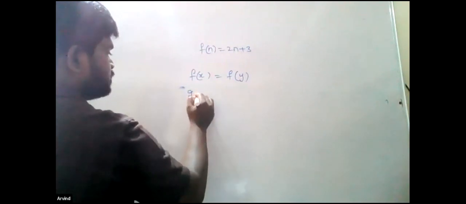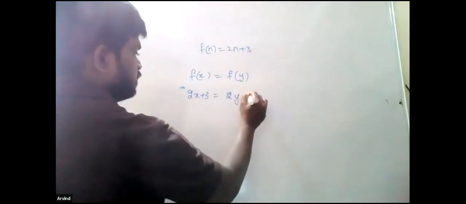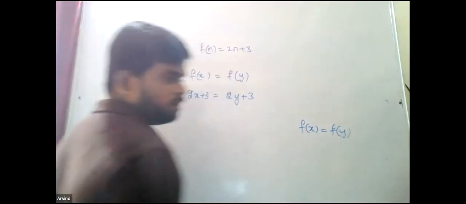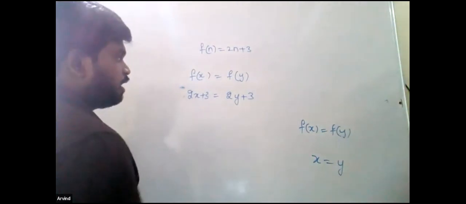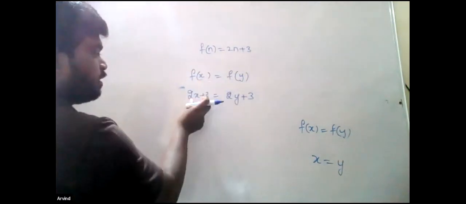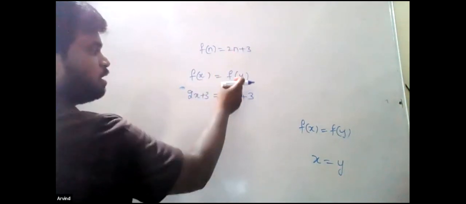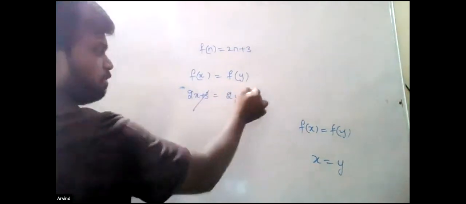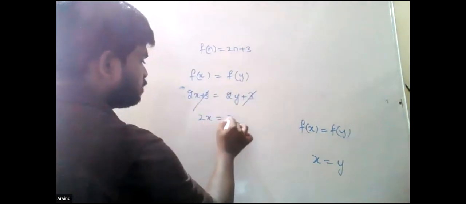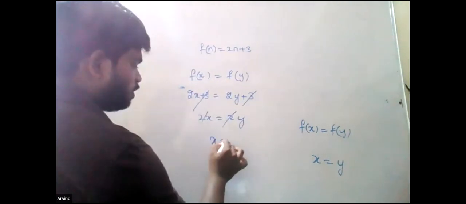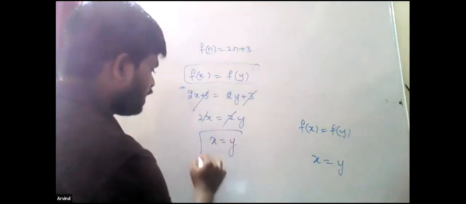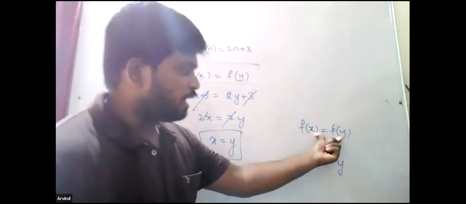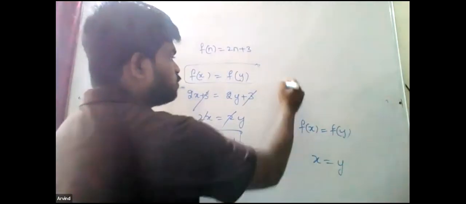Then what happens: 2x plus 3 equals 2y plus 3. Let me say again, we consider f of x equal to f of y. If we get x equal to y from this, then it is 1-1. So f of x becomes 2x plus 3, putting x in place of n, and f of y becomes 2y plus 3. So plus 3 you can cancel on both the sides. So 2x equals 2y. 2 can be cancelled, therefore we have got x equal to y. Now we considered f of x equal to f of y, therefore we got x equal to y. So if you get this, we call it 1-1.